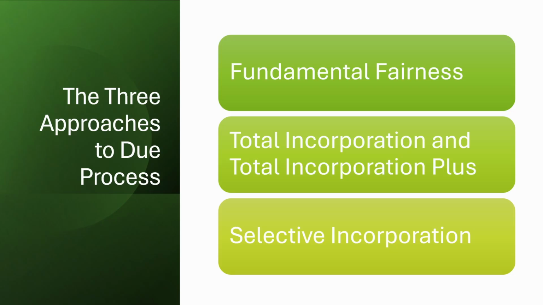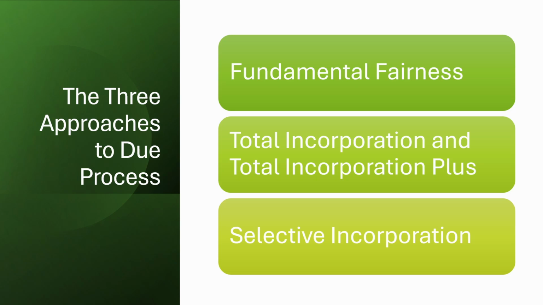The Due Process Clause of the 14th Amendment sparked significant debate over whether it was meant to incorporate the protections of the Bill of Rights and apply them to the states. Supporters of total incorporation theory argue that the framers of both the Constitution and the 14th Amendment viewed these rights as fundamental and intended for them to protect all citizens, including the newly recognized African American citizens after the Civil War. Advocates of total incorporation plus go even further, asserting that additional rights beyond the Bill of Rights should also be included.